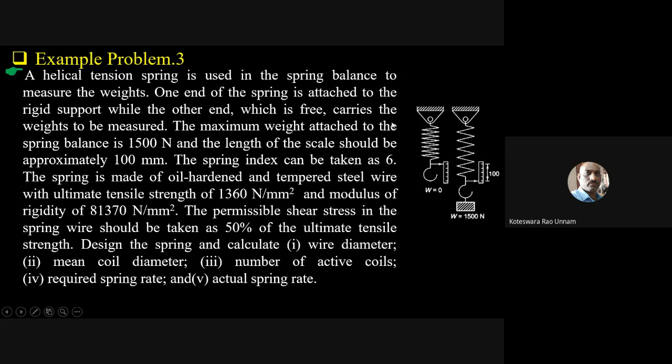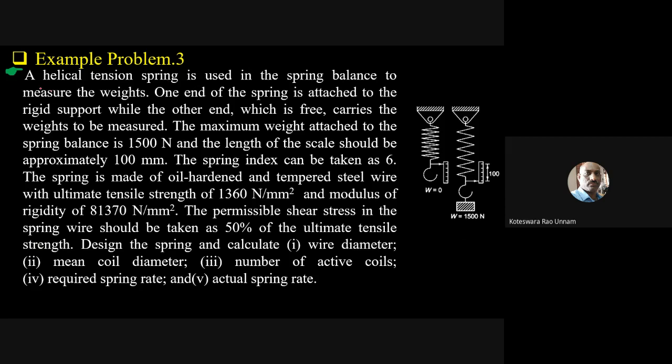Like already mentioned, this problem is on tension spring. You can see the figure also. The application is some kind of weighing machine. You can see weight is attached here, and the weight is showing on the scale. The spring is elongating here, it's not compressing. If you attach a load, the spring elongates. Therefore, it is a tension spring.